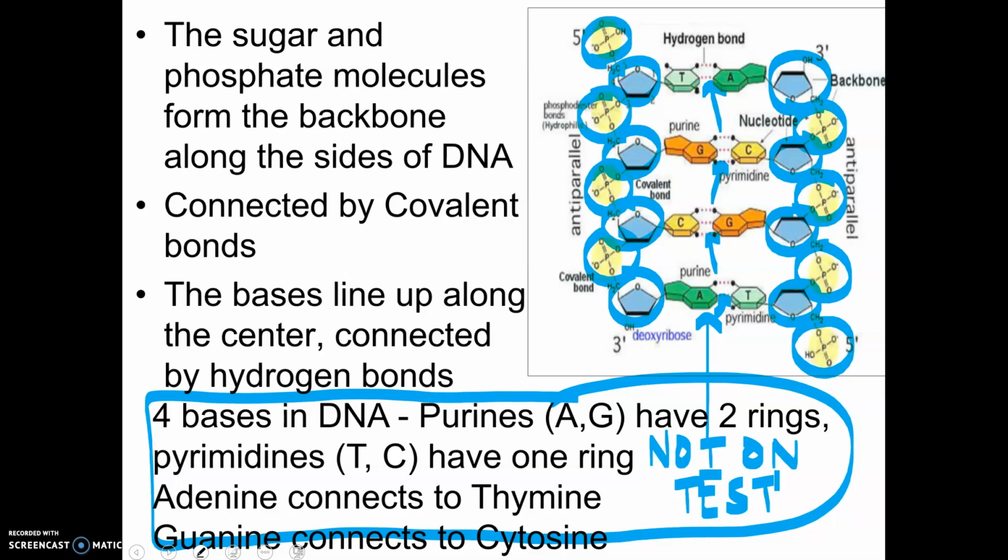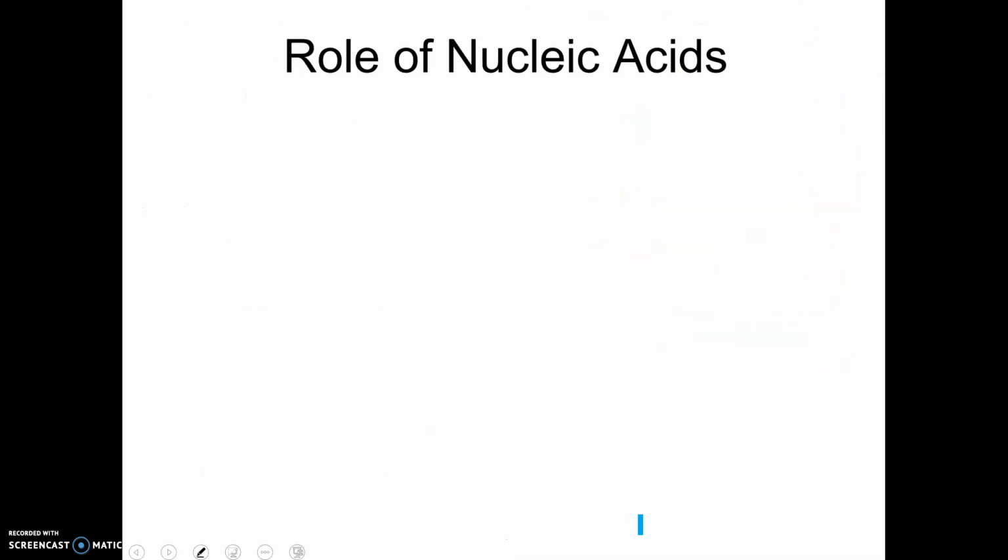So the 4 bases, this is just explaining that the ones that have 2 rings, like this, see how it's got 2 rings hooked together? Those are called purines. The ones that only have a single ring are called pyrimidines. And then when they connect, it's always A connecting to T and G connecting to C. But you will not be tested on that in this chapter. It's just a little extra information.